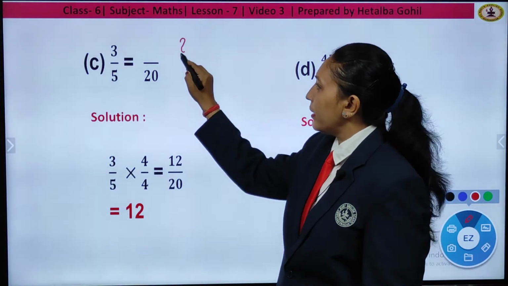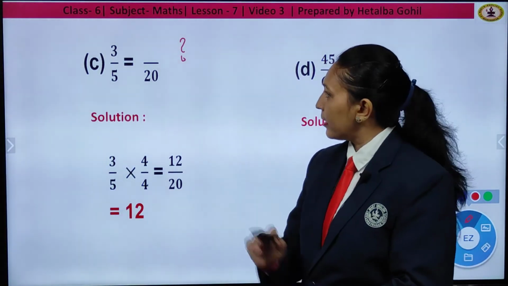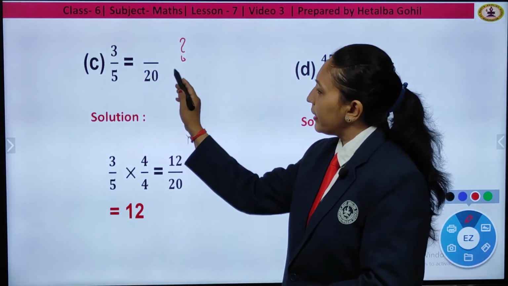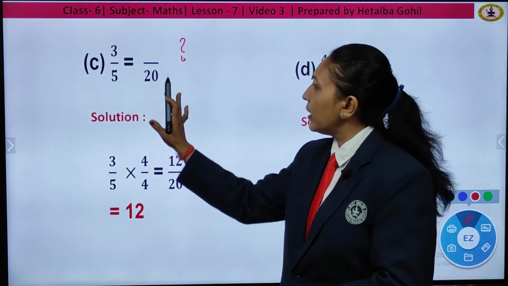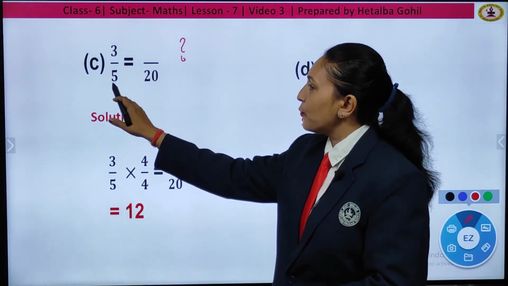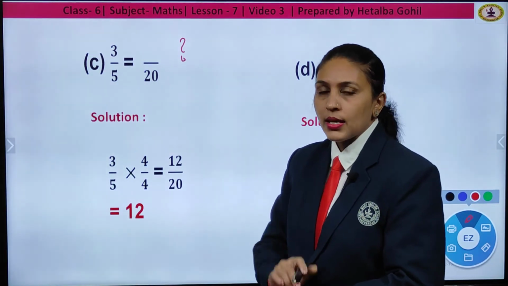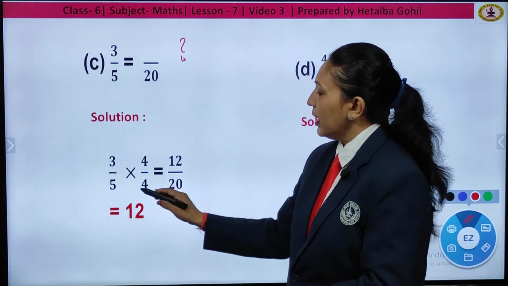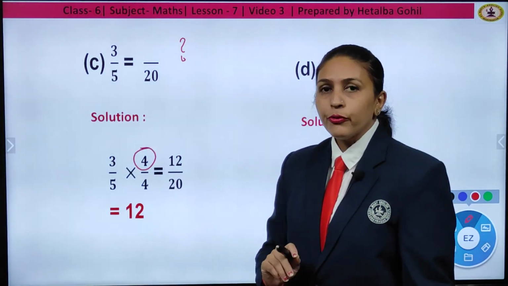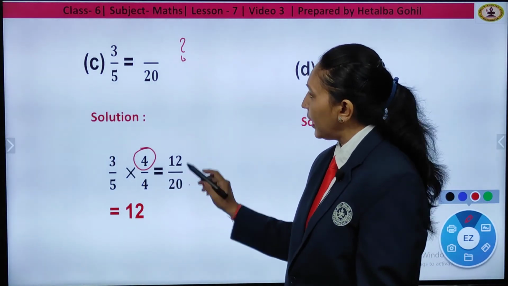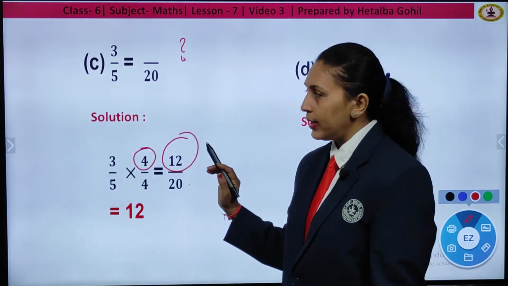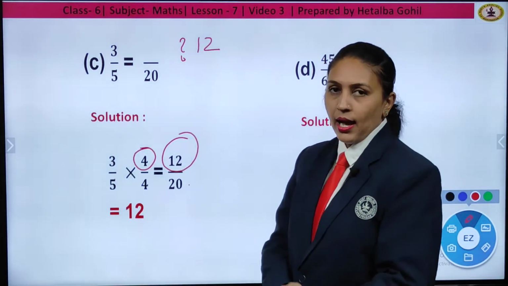Third one, 3 by 5 is equal to dash upon 20. Children, there is nothing in the numerator. We have to find the numerator here. In the fraction, the numerator is missing. So let us find the numerator here. But here the denominator is given, so we have to take the judgment of the number to be multiplied on the basis of the denominator only. So what did I multiply to 5 to get 20 children? Yes, 4. 5 4s are 20. So if I multiply 4 to the denominator, obviously for the numerator also I have to take 4 only. 5 4s are 20 already given to us. So 3 4s are what we will get here? 12. So what is our numerator in the question children? 12. So that is our answer.